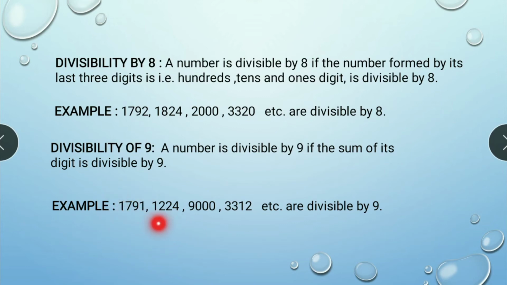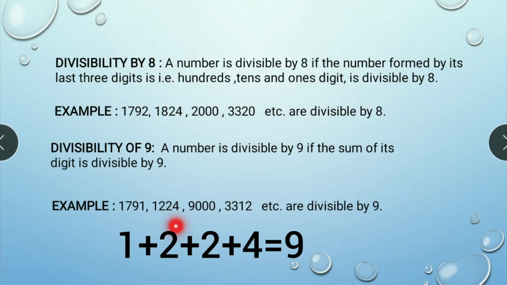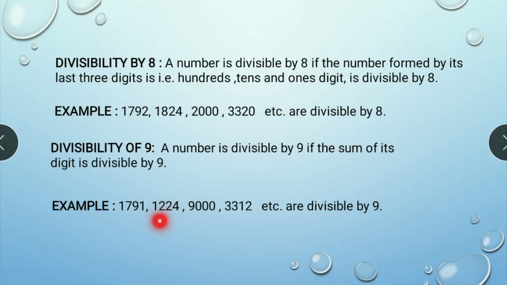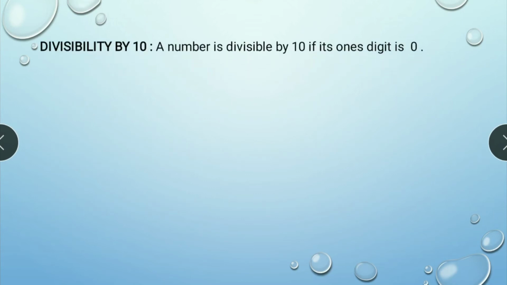Similarly, 1 plus 2, that is 3, plus 2, 5, plus 4, that is 9. Sum of the digits is 9. Hence, this number is divisible by 9, as 9 is also divisible by 9. 9 divided by 9 is equal to 1. Similarly, both of these numbers are also divisible by 9. You can check by finding sum of the digits. Now let's see divisibility by 10. A number is divisible by 10 if its ones digit is 0.